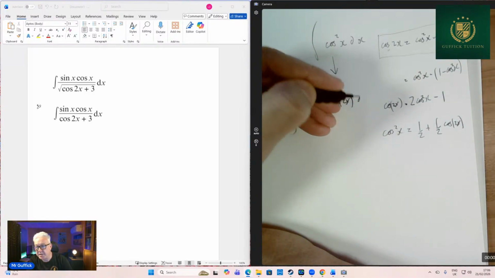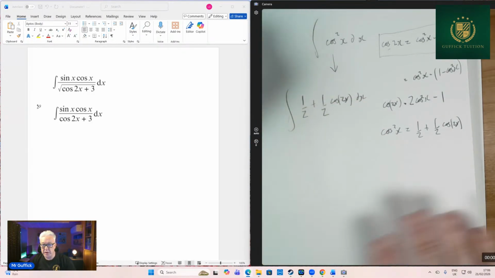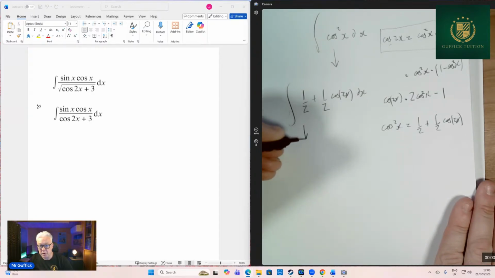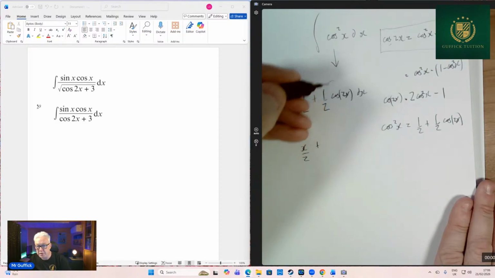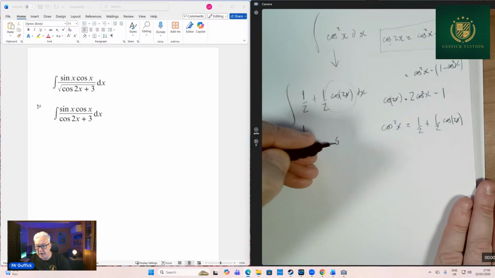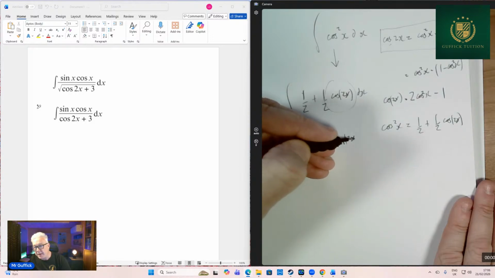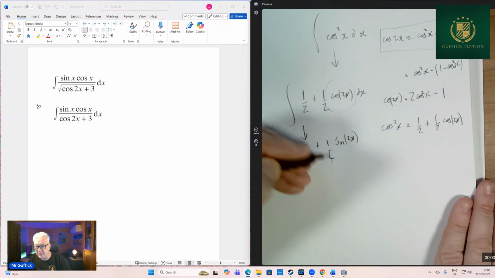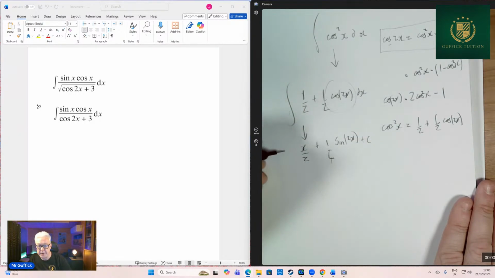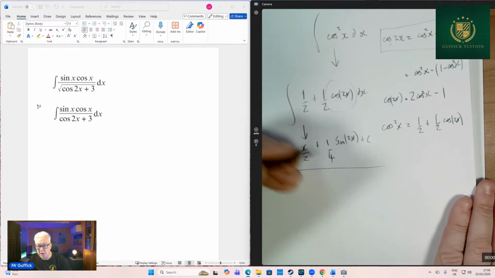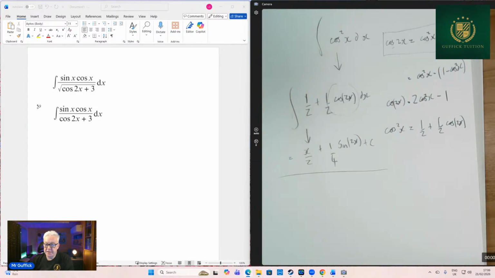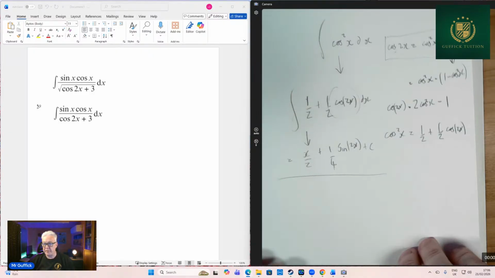And as I say, please do ask me in the chat if you have any questions as we go through it. So first of all, a half is going to integrate into x over 2. And we're going to use the chain rule backwards on this one. So cos is going to integrate into sine. And then we need to divide by the derivative of the inner function, and then add c. So if we're going to integrate cos squared, it ends up as being x over 2 plus a quarter sine 2x. So that's the first one, a nice and straightforward one.